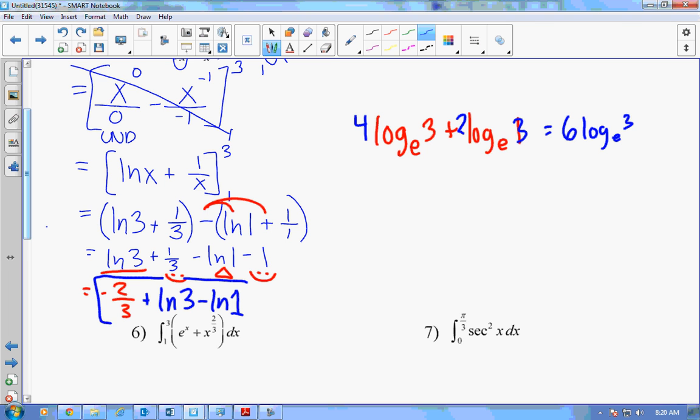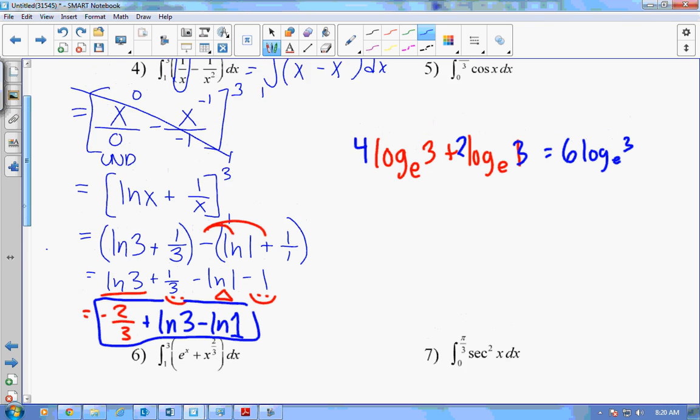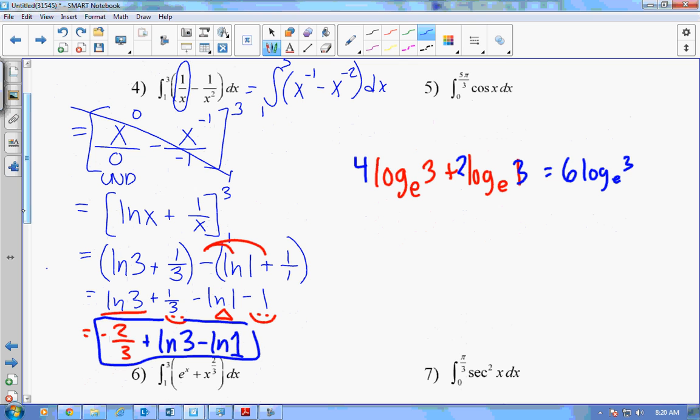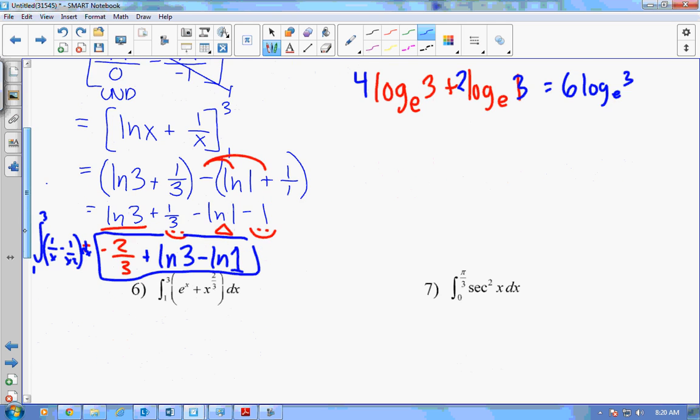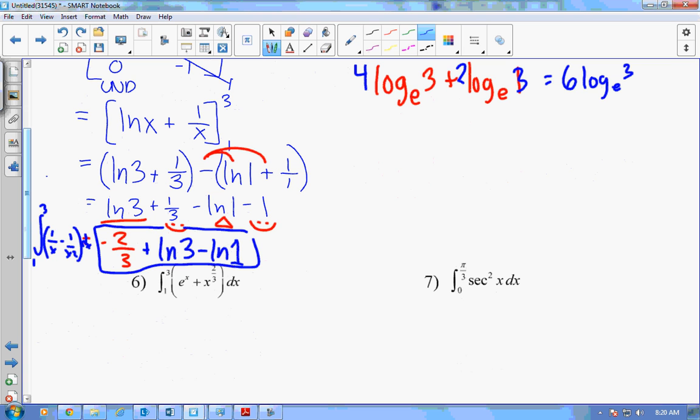Put this as a good example: the integral from 1 to 3 of 1 over x minus 1 over x squared dx. Unless the directions say round to a decimal, and if this is the non-calculator portion, there's no way you know what natural log 3 minus natural log 1 is, so I would leave it exactly like that.